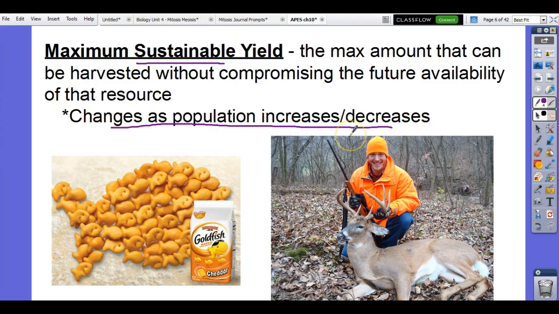Some years the maximum sustainable yield might be higher because there's enough water, like for deer. Maybe there's not that much disease, there's enough food and water. The maximum sustainable yield is really high. Then another year there's a drought and a lot of disease, so the maximum sustainable yield is going to be a lot lower. So it depends on the environment and it depends on the population.